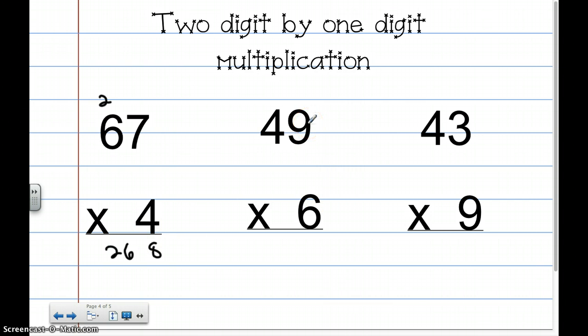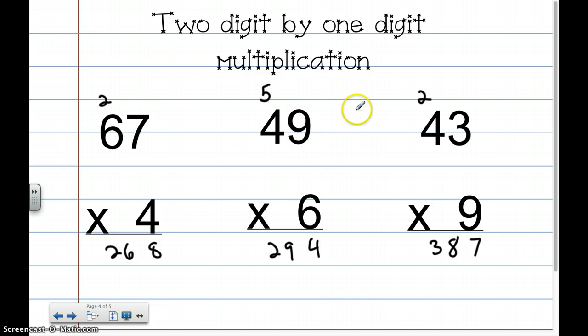9 times 6, these are all basic facts, which is why we have you practicing your multiplication in class. So 9 times 6 is 54. I'm going to write the 4 and carry the 5. Then I'm going to do 6 times 4 is 24, plus 5 is 29. 9 times 3 is going to be 27. I carry the 2. 9 times 4 is 36, plus 2 is 38. So what you're doing is 1's place times the 1's place, 1's place times the 10's place, and then you're going to add whatever you had here.